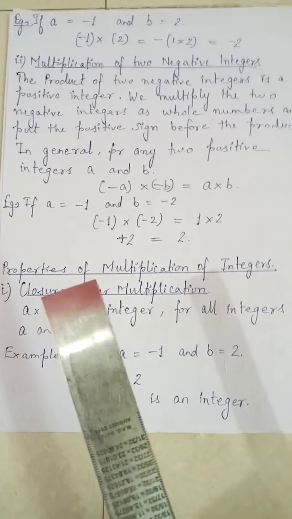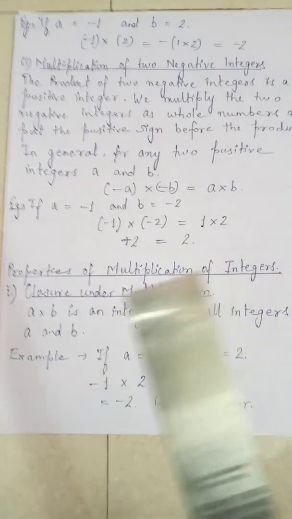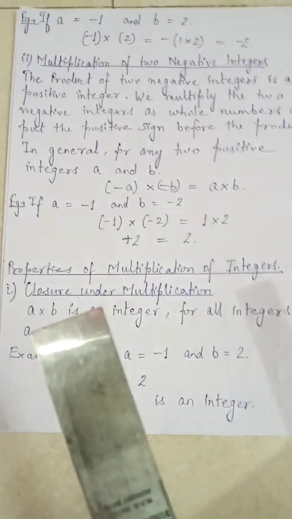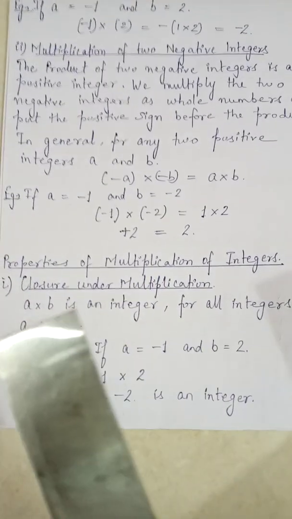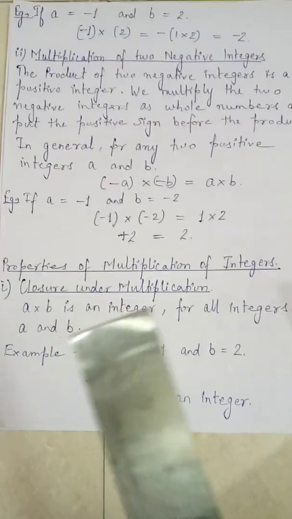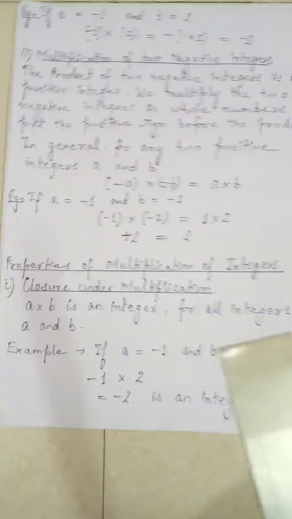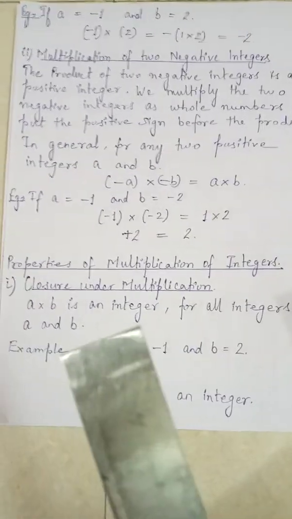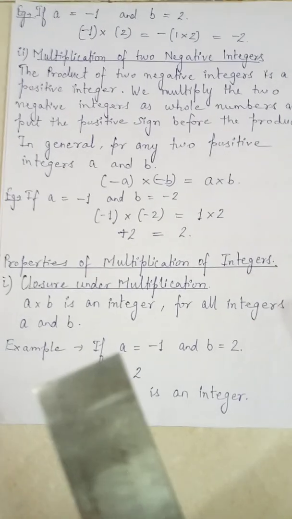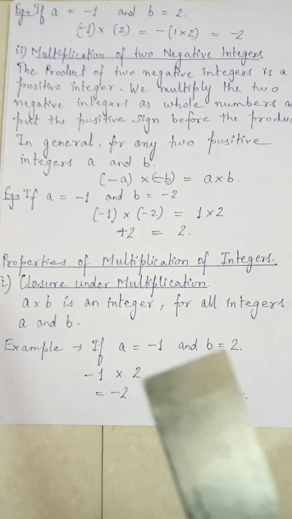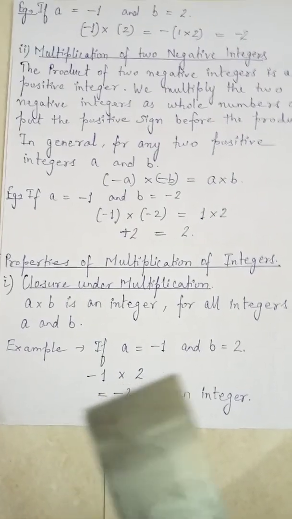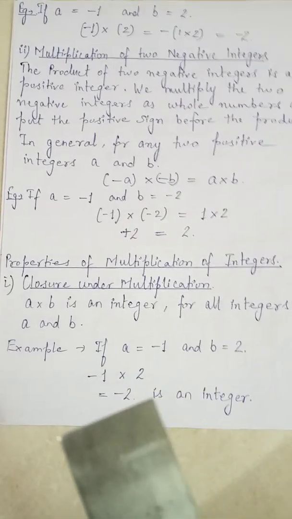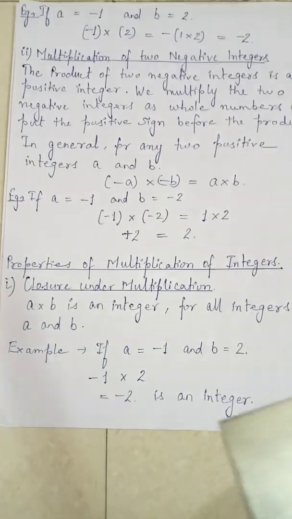Next is properties of multiplication of integers. First is closure under multiplication. A multiplied by b is an integer for all integers a and b. Example, if a equal to minus 1 and b equal to 2, that gives you minus 1 multiplied by 2 gives you minus 2, and minus 2 is an integer.